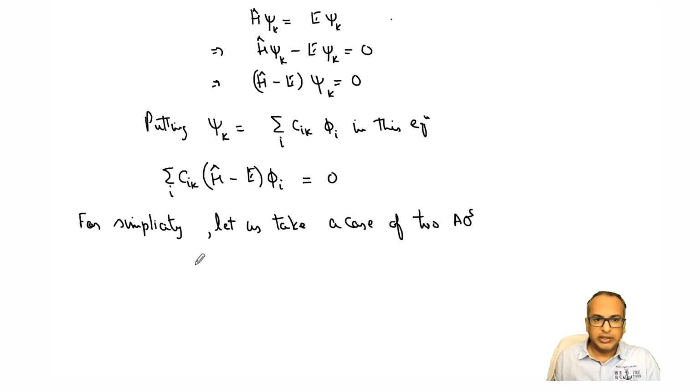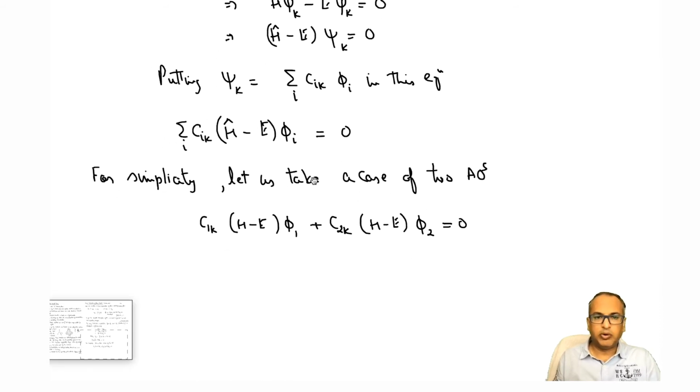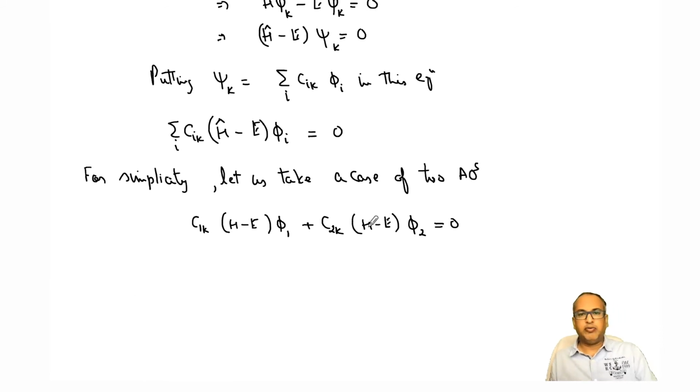So what do I say? Then I can say that this is my c1k (h minus e) phi 1 plus c2k (h minus e) phi 2 equal to 0. So I have just expanded this equation for two atomic orbitals, right? If there are more than two, you can accordingly expand it. Okay. Now, how do we solve this equation?